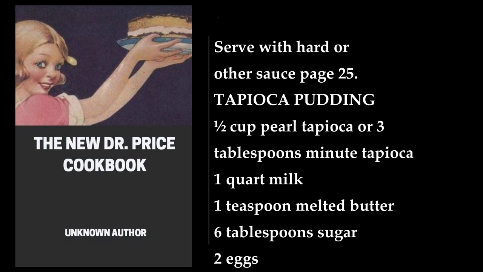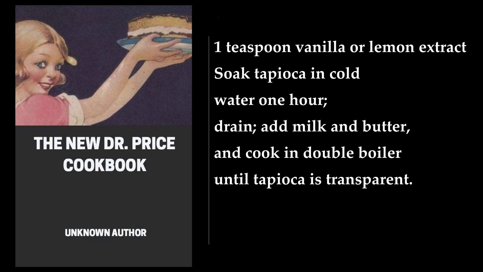Page 25. Tapioca pudding. 1/2 cup pearl tapioca or 3 tablespoons minute tapioca. 1 quart milk. 1 teaspoon melted butter. 6 tablespoons sugar. 2 eggs. 1/4 teaspoon salt. 1 teaspoon vanilla or lemon extract.